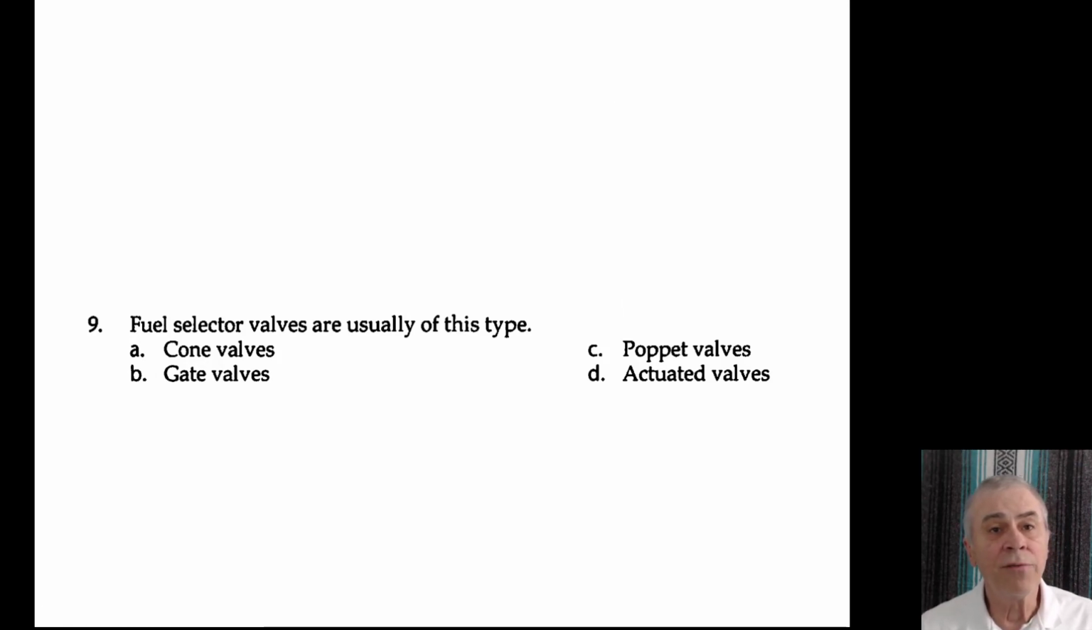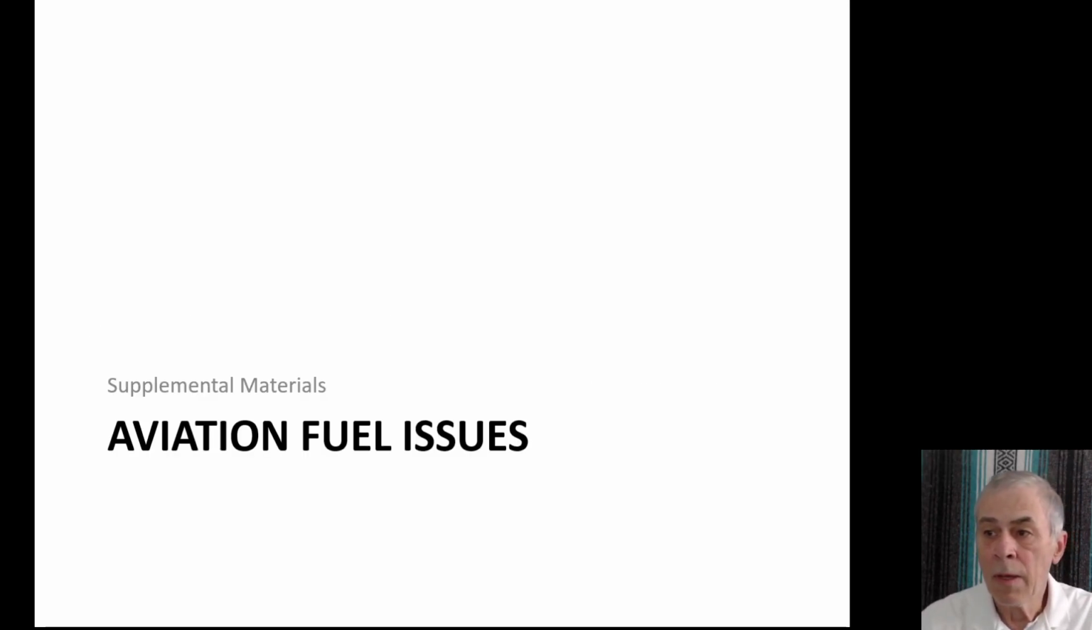Fuel selector valves are usually of what type? Is it the cone, gate, poppet, or actuated? That's right, I have to flip around some of these slides. I wonder if I can just put you on pause. All right, I didn't really change much.